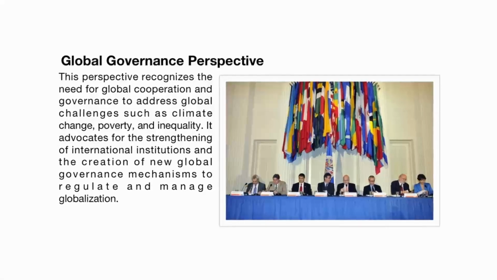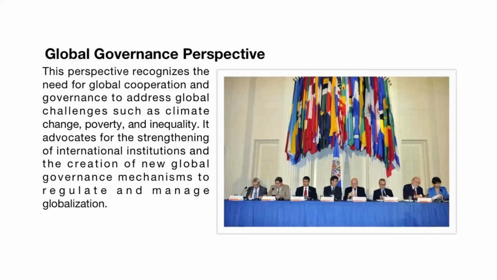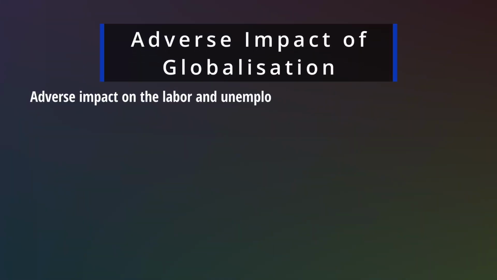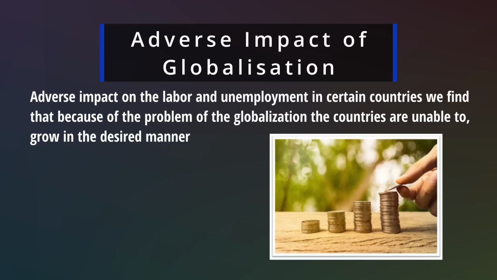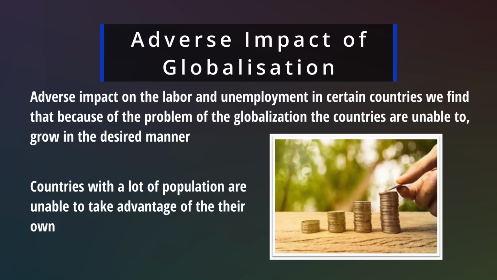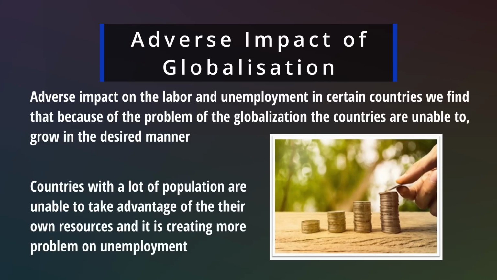So what we find is that globalization has created an imbalance in the society, and the adverse impacts of globalization are becoming visible. Say, for example, deepening of poverty and widening inequality. Similarly, there are adverse impacts on labor and unemployment. In certain countries, we find that because of the problems of globalization, the countries are unable to grow in the desired manner. So countries with a lot of population are unable to take advantage of their own resources, and it is creating more problems of unemployment.